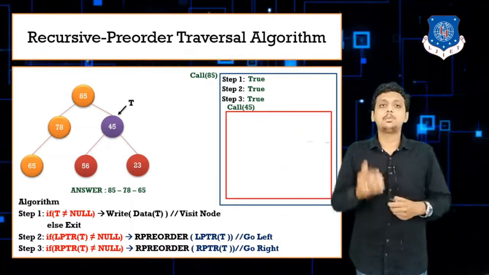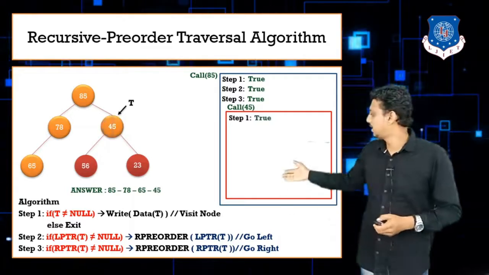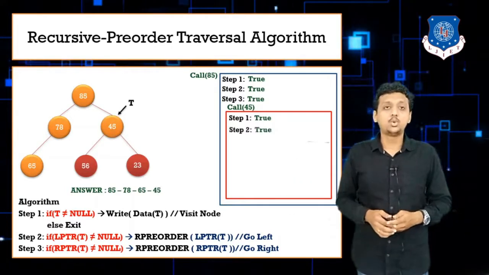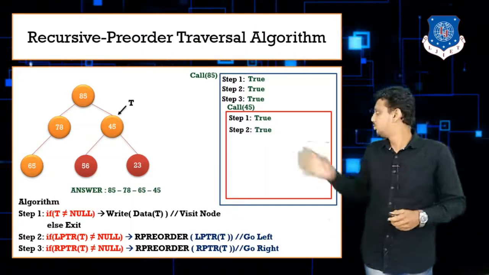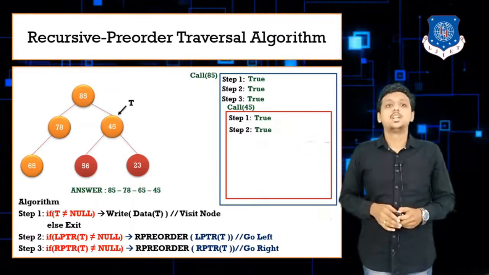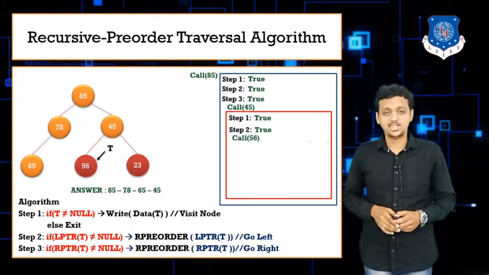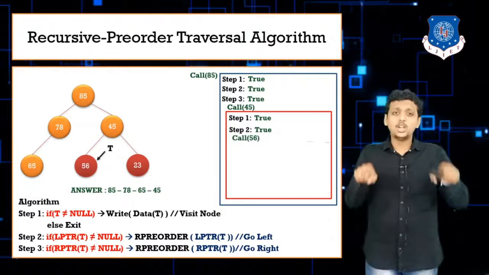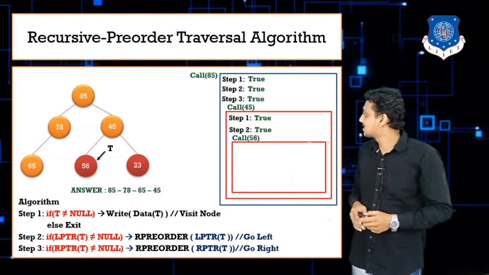Fine. So here step number 1 is true. I'm going to write down the data 45 over there. Then step number 2 is true again. So what I need to do is move forward to the left side of 45. Students, here we have 56. So another function call is there for node 56. So I'm just calling the function for 56.